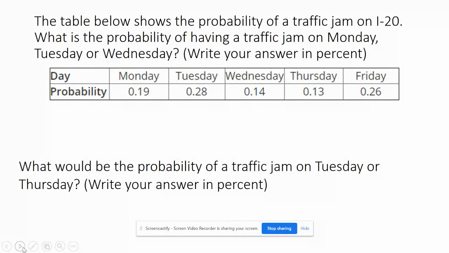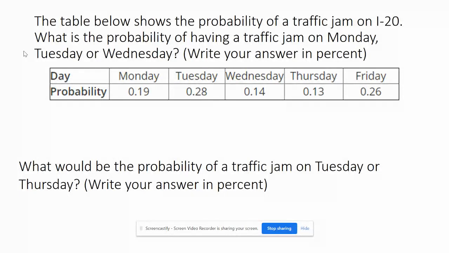So here, let's say we have an experiment already taking place. People have already taken the probability of a traffic jam on each day on I-20. So this is already taking place, and based off of this information, we're going to answer the question that they ask us at the end, right? The table shows the probability of a traffic jam on I-20, on these specific days. What is the probability of having a traffic jam on Monday, Tuesday, or Wednesday?